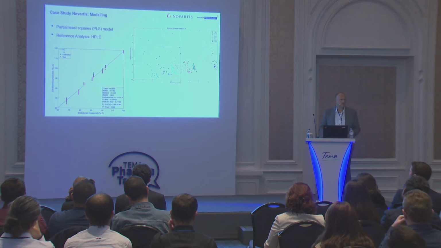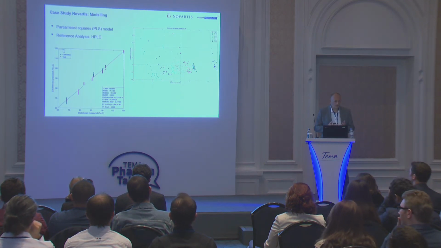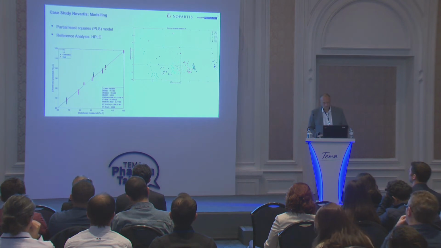And this is very important. If you see in the scores that you have a main direction, you know that your NIR model is sensitive for API fraction. This is very important to know.